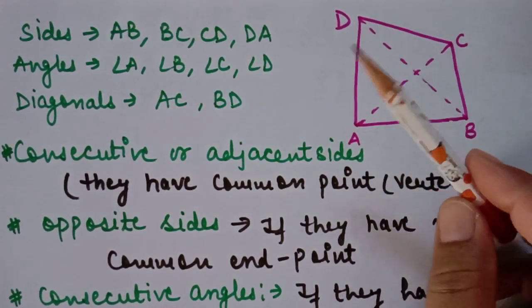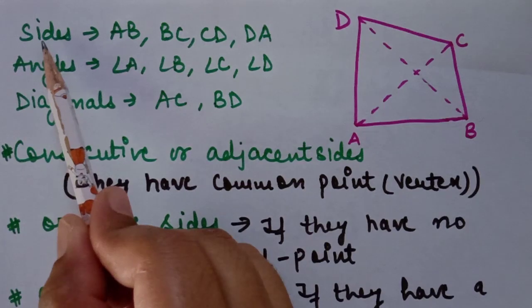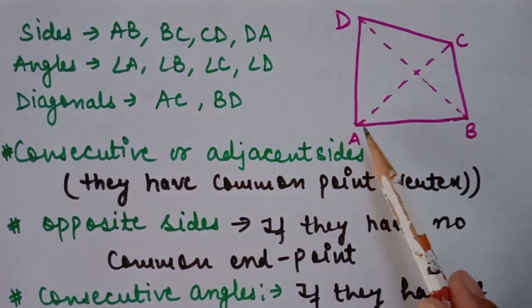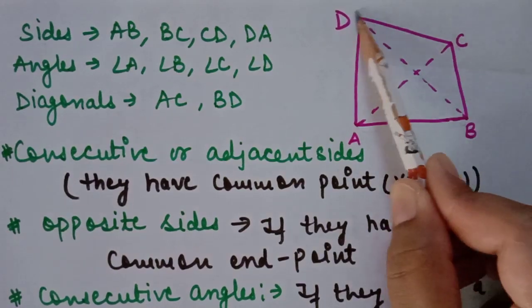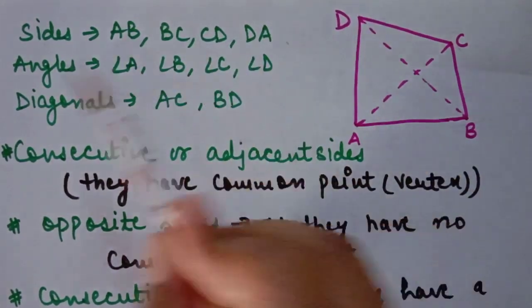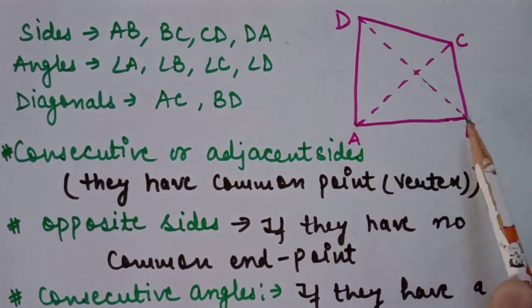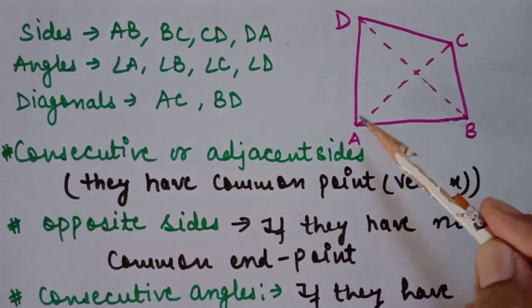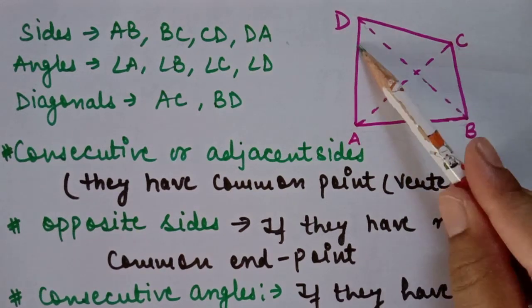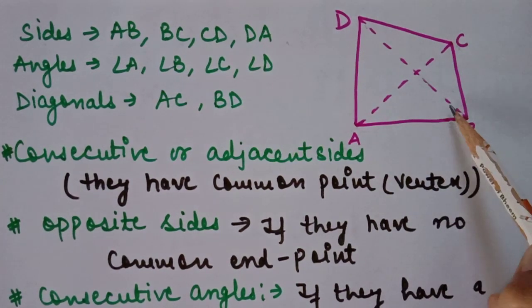We will discuss the parts of a quadrilateral. So first of all, we have sides. We have 4 sides, AB, BC, CD and DA. All 4 sides are there. We have 4 angles, angle A, angle B, angle C and angle D. We have 2 diagonals, AC and BD. AC and BD are the 2 diagonals.